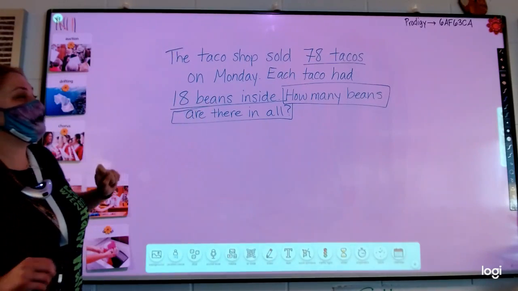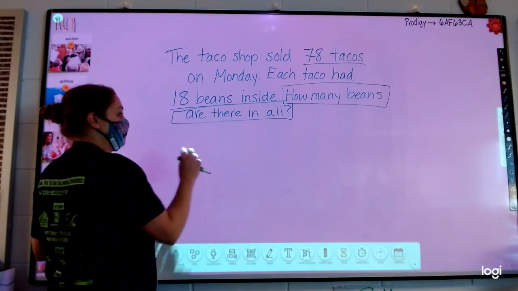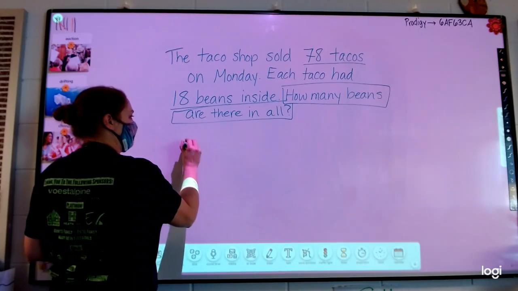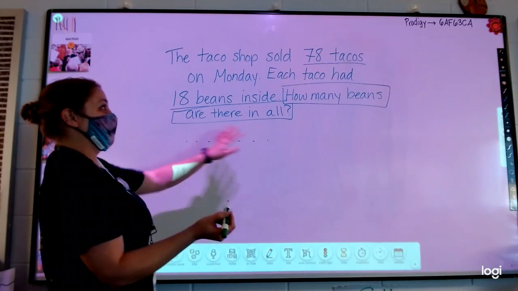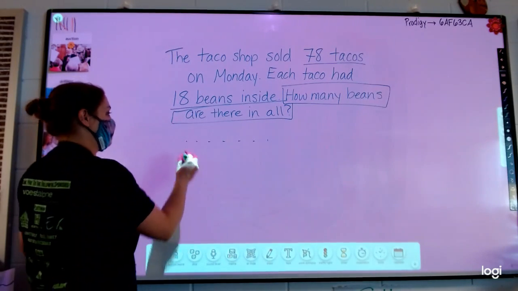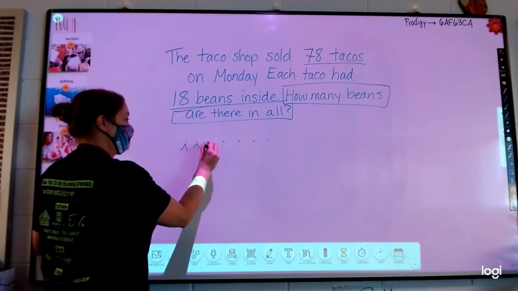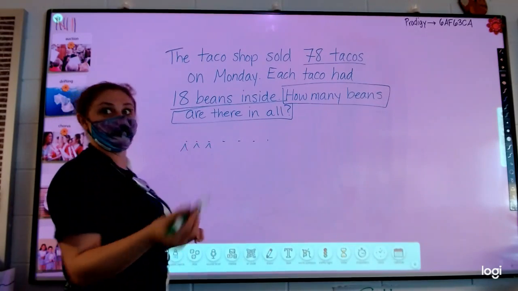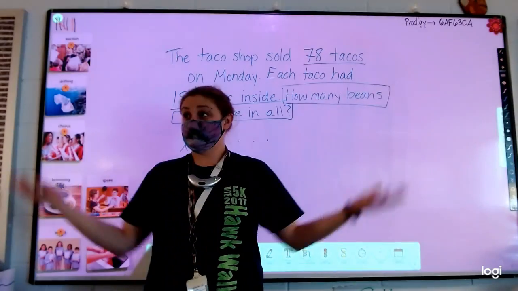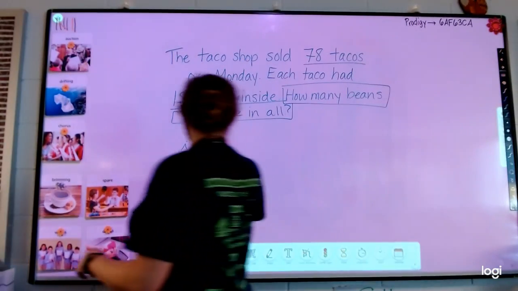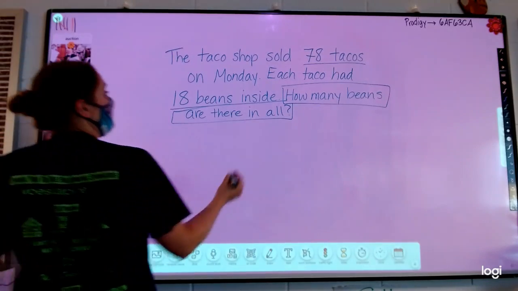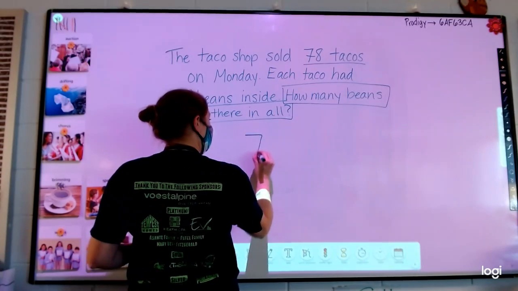However, you can think of like a mini picture. There are 78 tacos. I'm only going to do like 6 of them to represent my tacos. And inside all those 78 groups, there are 18 beans inside each one. So I know I need to multiply because I have a number of groups with a certain amount in each group. All right, let's set up the problem. 78 times 18.